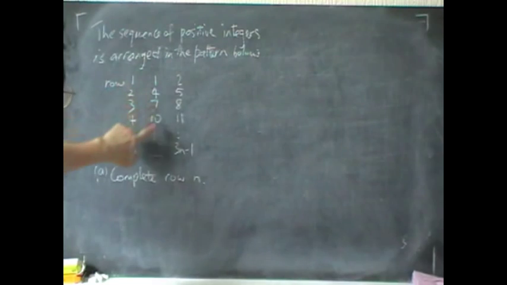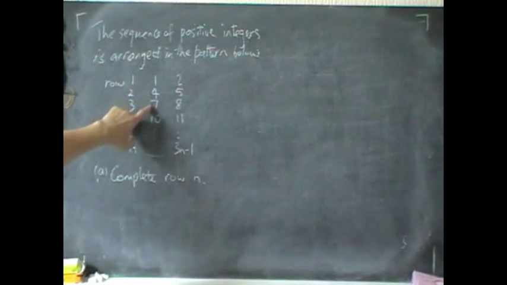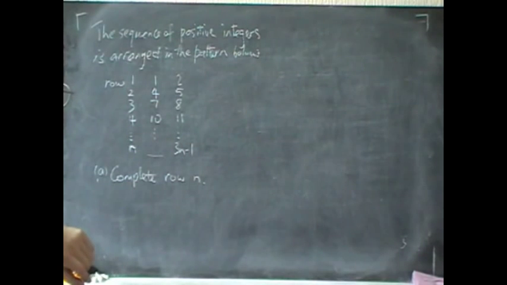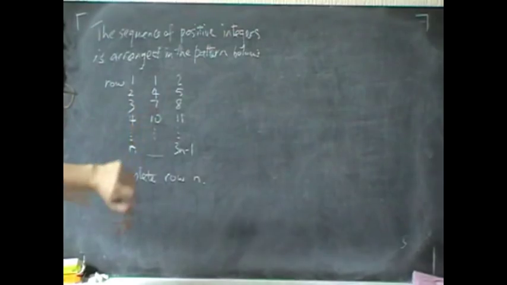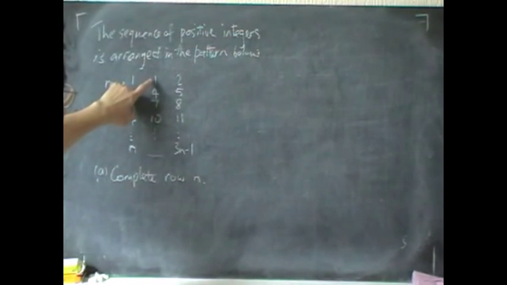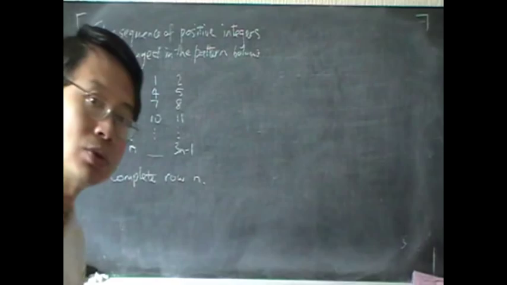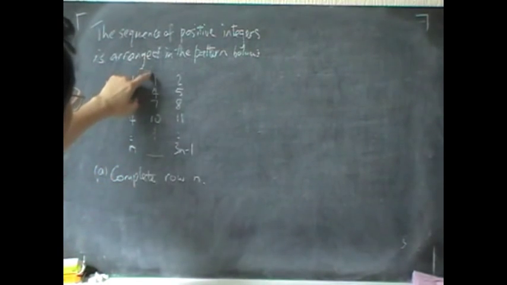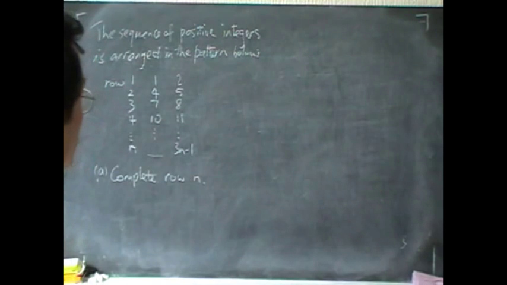If you look at the middle column, it goes 1, 4, 7, 10. Now notice that the difference between every two terms is 3. 4 minus 1 is 3, 7 minus 4 is 3, 10 minus 7 is 3. So each time we add a 3 as we go down, starting from the first number.